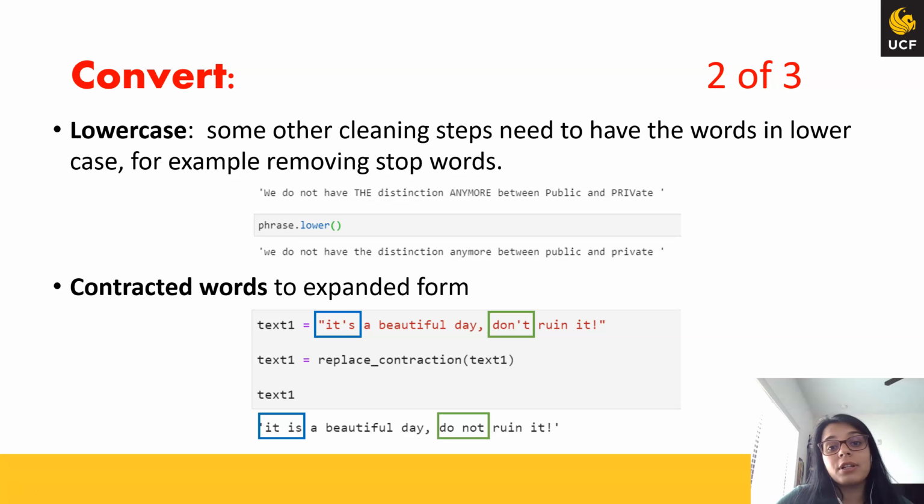Also, we convert the contracted words to their expanded form. All the words like can't, don't, it's should be replaced by their expanded form: it is, cannot, do not.